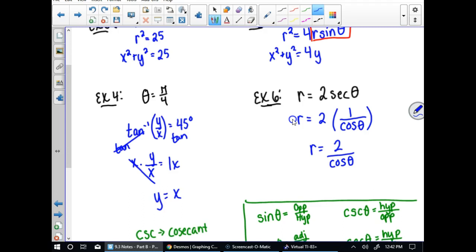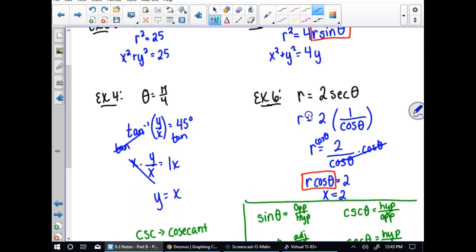Okay? Now, if we watch what happens here, if I multiply both sides by cosine theta, I get r cosine theta equals 2. R cosine theta should seem familiar to you. R cosine theta is x. So we just get x equals 2. And x equals 2 is a vertical line.